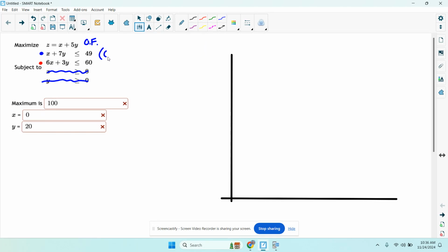So if I let x be 0, this x term goes away and I'm left with 7y equals 49. I treat it as an equal sign. I don't really care about the inequality until I'm ready to shade. So I get 7y equals 49, so if I divide by 7, I get y equals 7. If I let y be 0, well then this 7y goes away, and I'm just left with x equals 49.